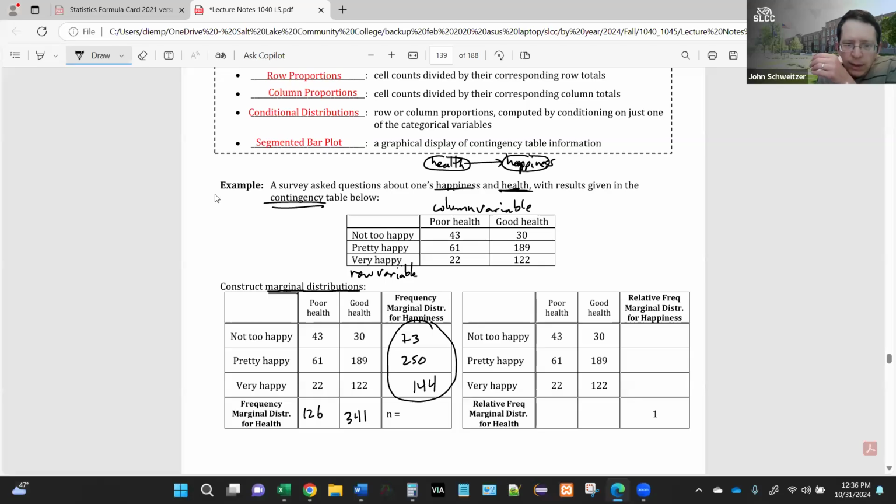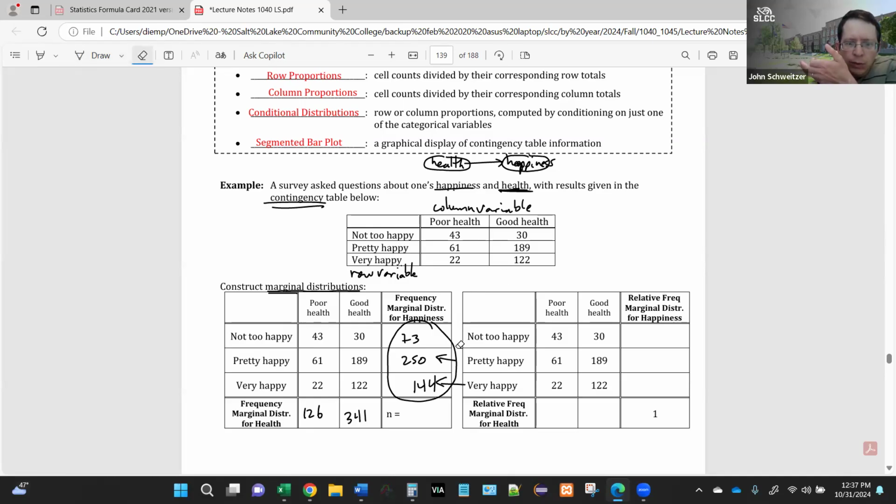So what does this mean? It means that most people, the most common level is pretty happy. And that's good. It would be nice if everyone were very happy, but at least pretty happy is the most common category. So that's good. And between not too happy and very happy, there are twice as many in the very happy than in the not too happy. So that's great news, right?